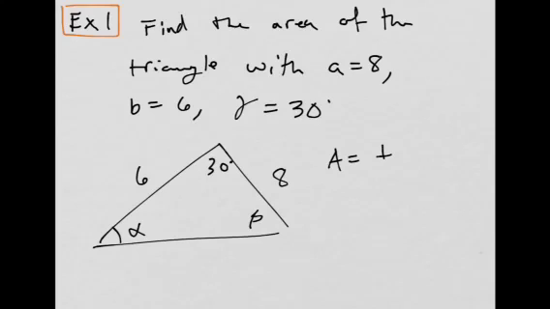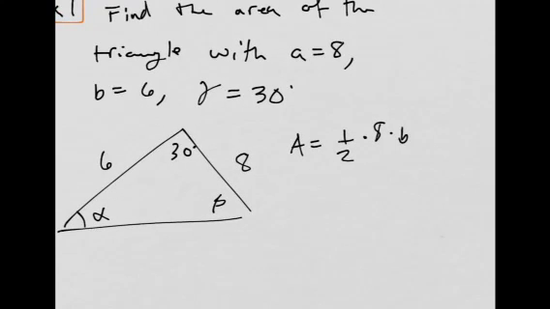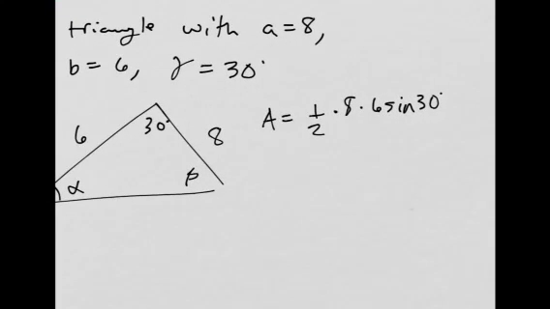So area will be 1/2 times A, which is 8, times B, which was 6, and sine of 30. Sine of 30 is 1/2. Did anybody remember that without putting it in the calculator? I hope so. That's good. So that'll be 1/2 times 6 times 8 times 1/2.